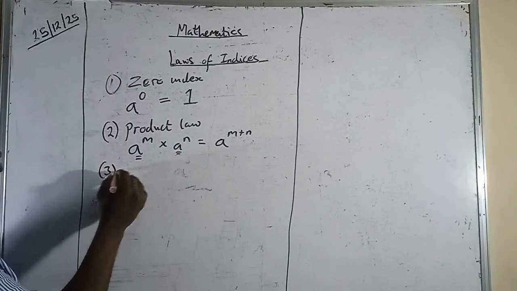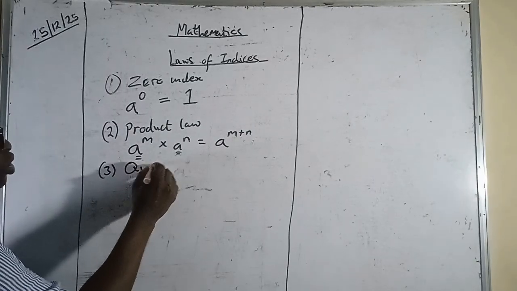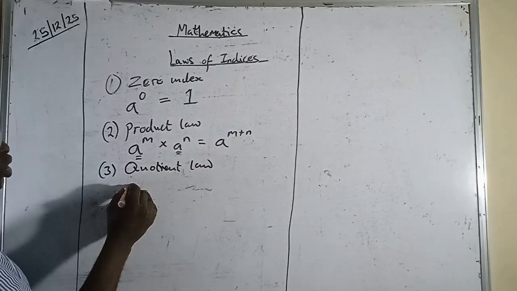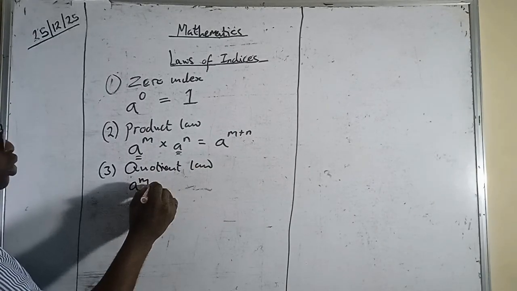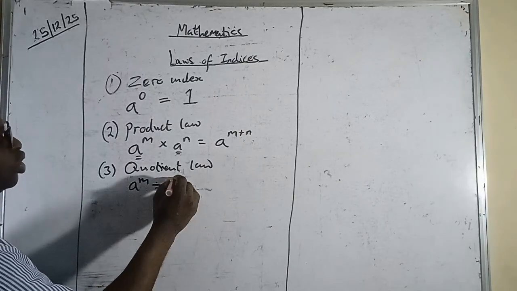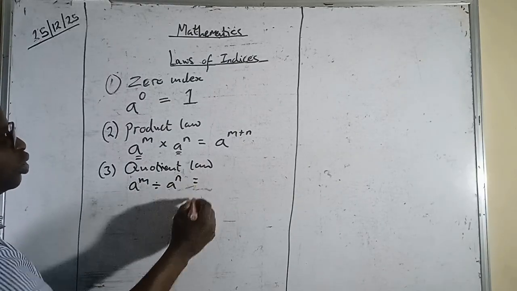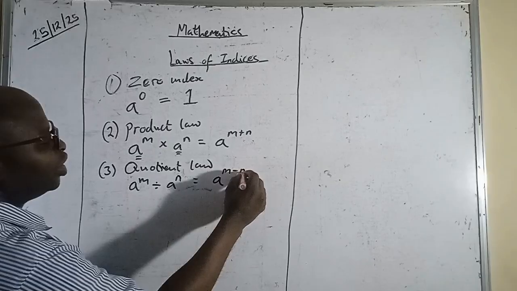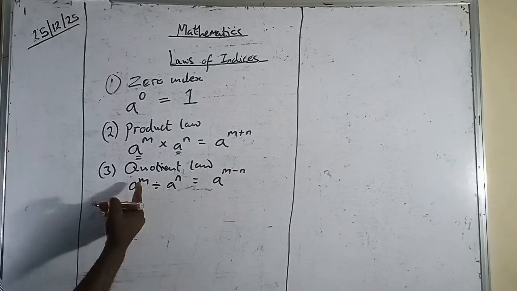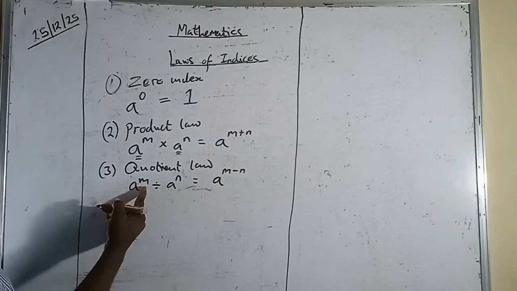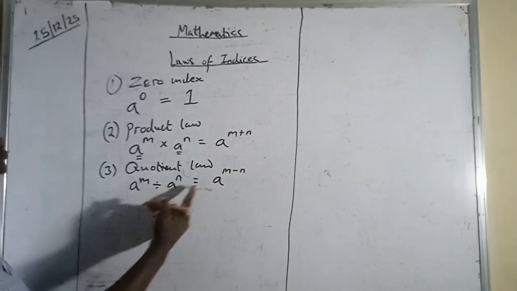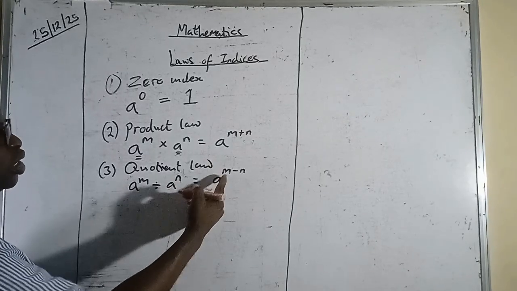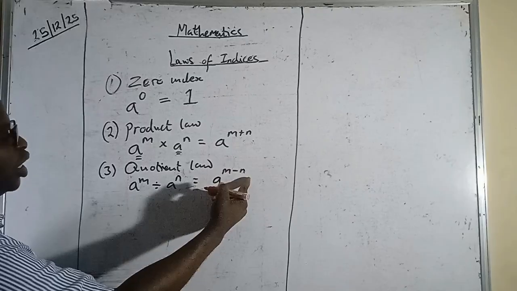Number 3, the quotient law. Similar to the product law, but this time they are joined together with division. So you still pick one of the bases, but you subtract the powers. Look at it, it has to be in order: the first being raised to power m and the second raised to power n. So it becomes a raised to power m minus n.